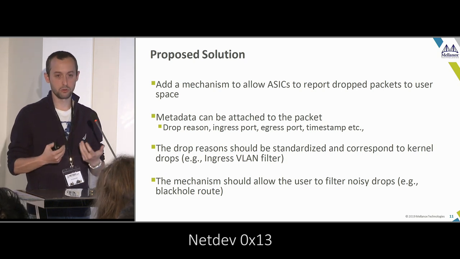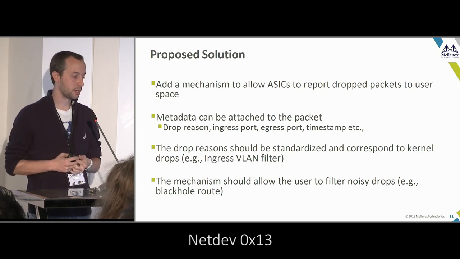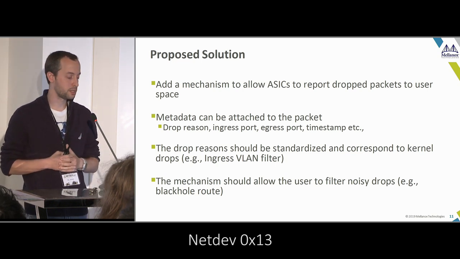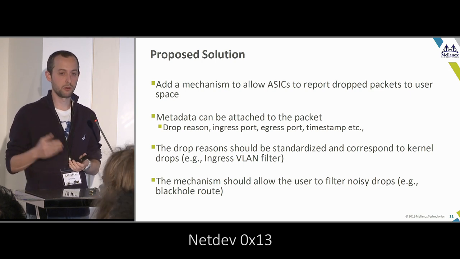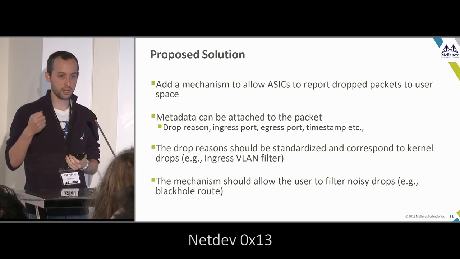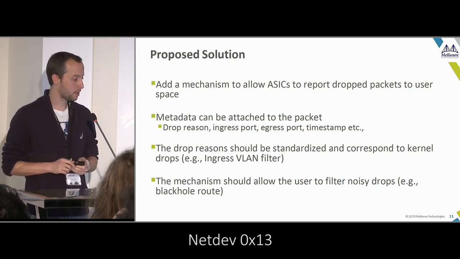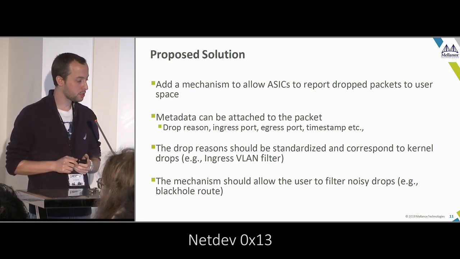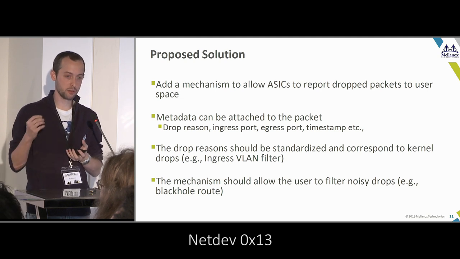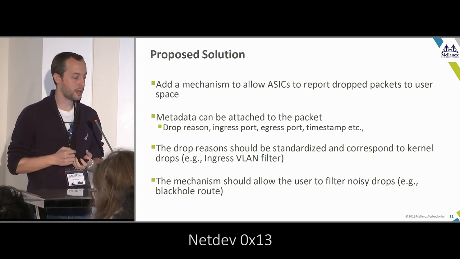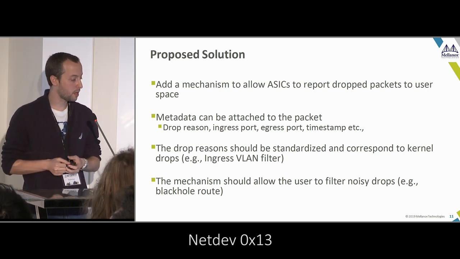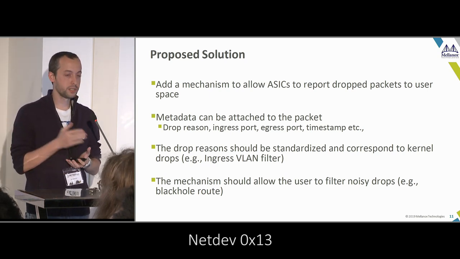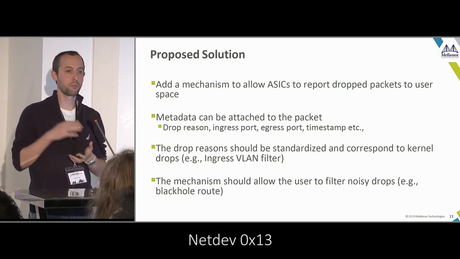It can be a route that is a local route, and you want to locally receive these packets, or because some ACL is trapping these packets to the CPU. But another reason can be no route, or black hole route, or ingress STP filter, or ingress VLAN filter. Okay. So we have these packets coming from the ASIC with metadata of why the ASIC decided to drop them, and the ingress port and timestamp, and for some drops also the egress port, and all these reasons are standardized.